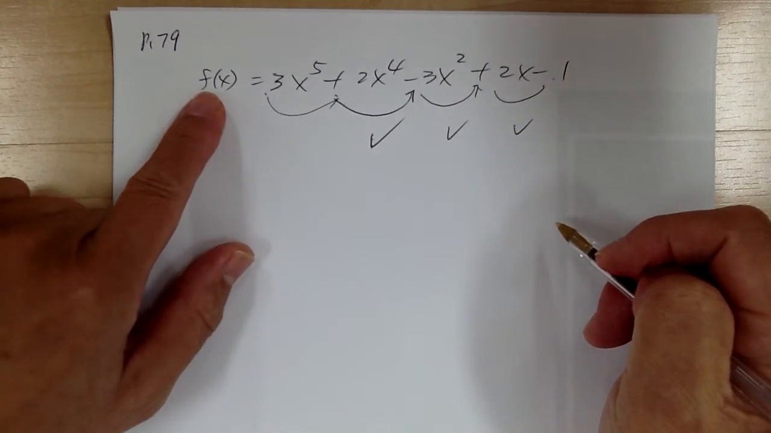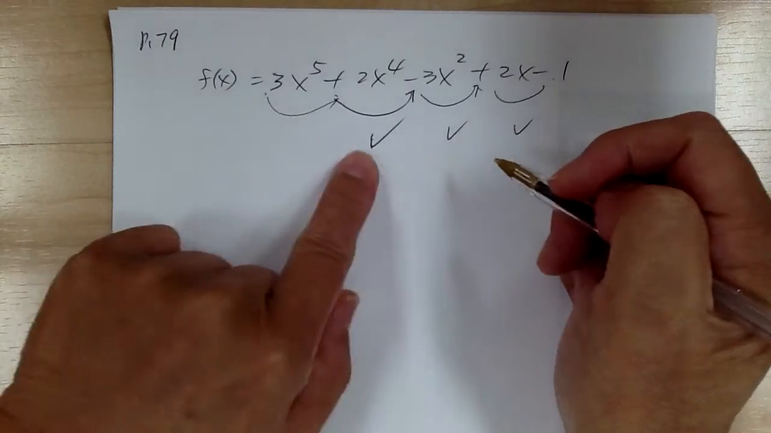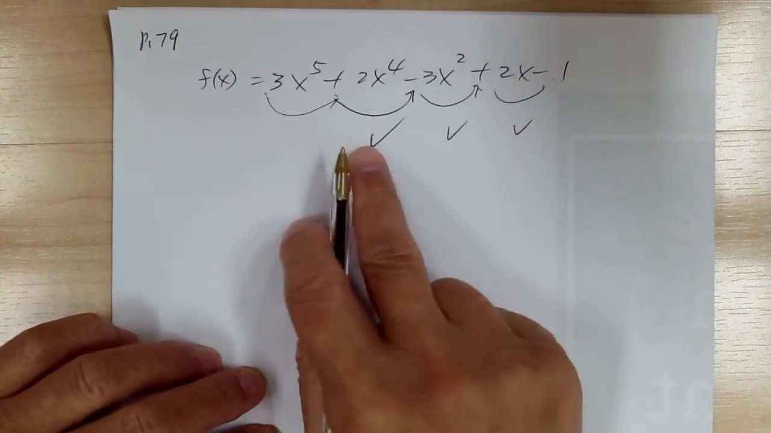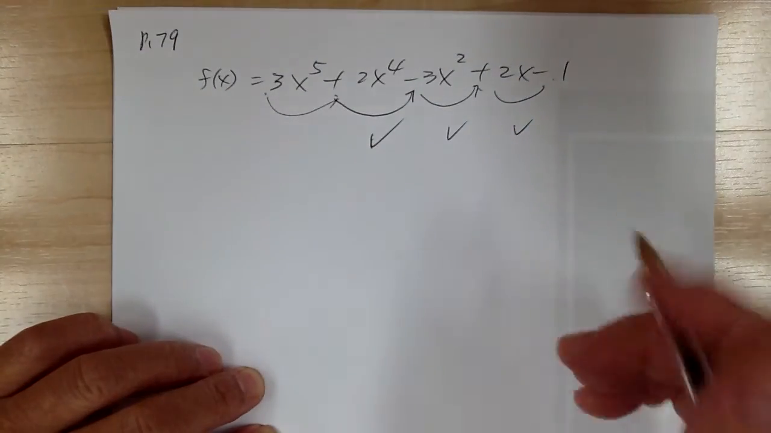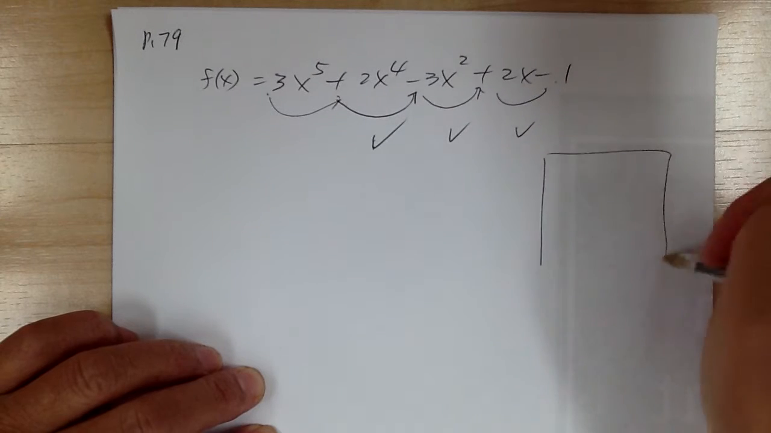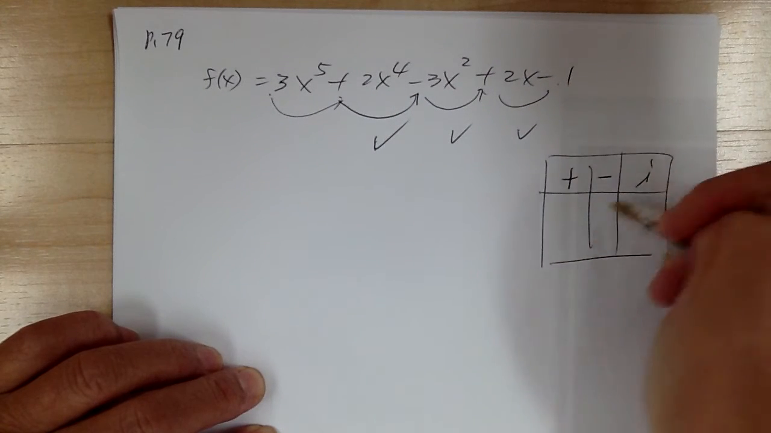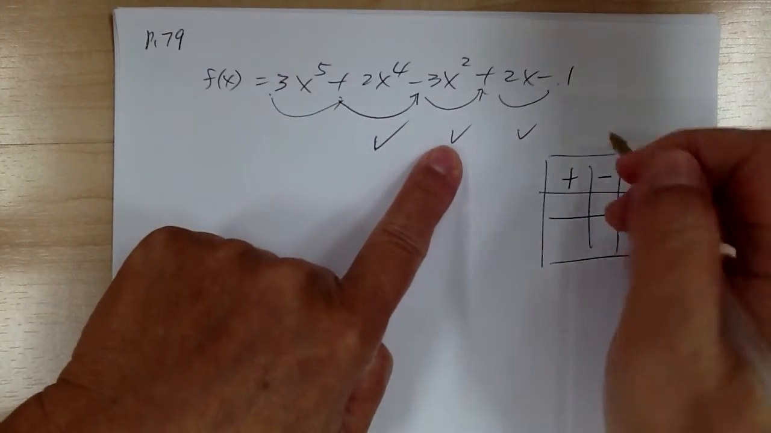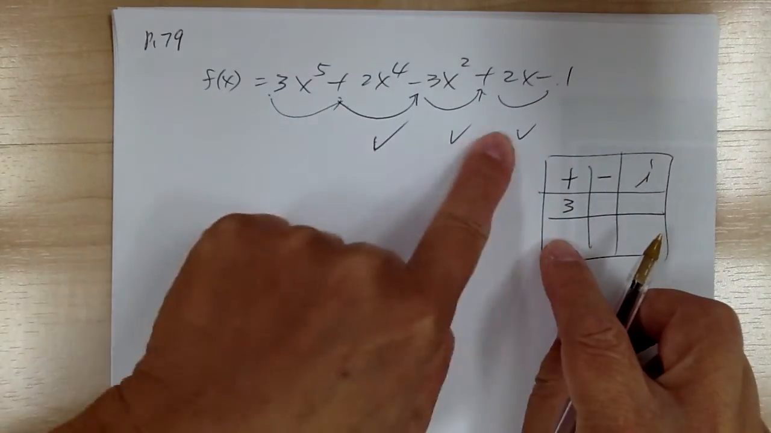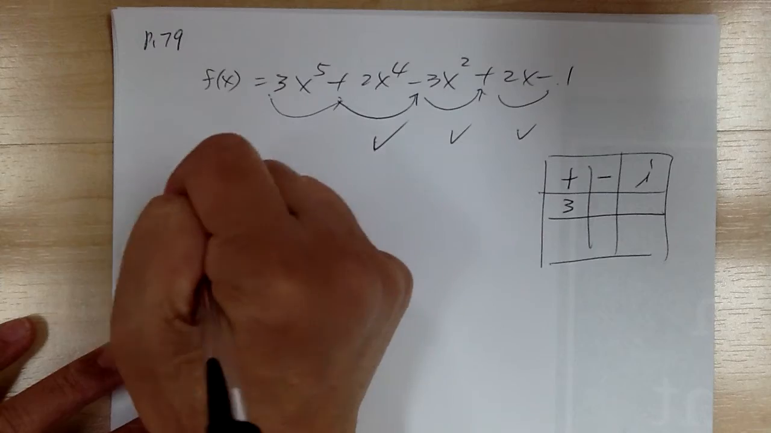So this tells you there are 3 positive. Whenever it changes, so you got 1, 2, 3, it changed 3 times. When you look at the signs, you have positive roots, negative roots, and imaginary. So this gives you a maximum of 3 positive roots. Then you do f of negative x.